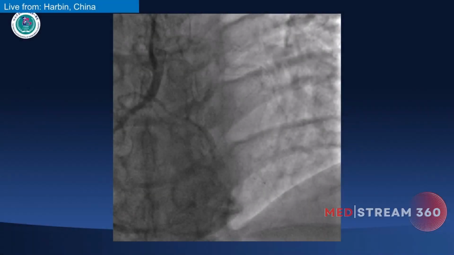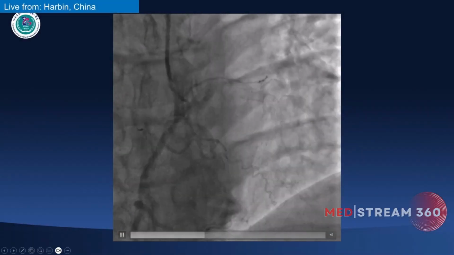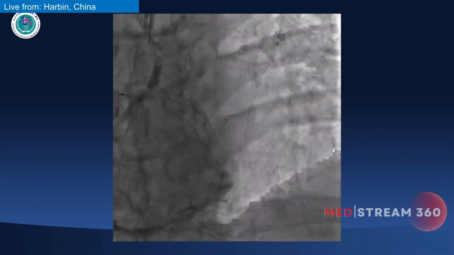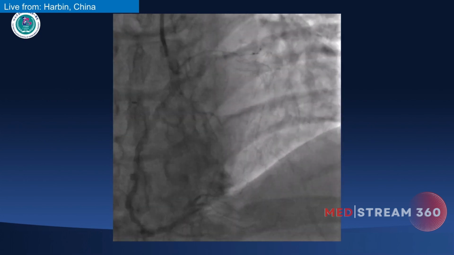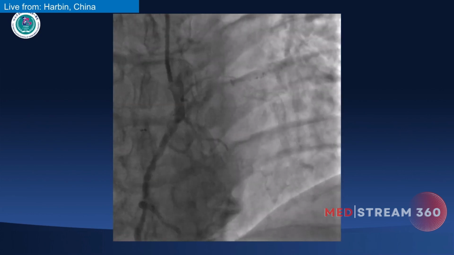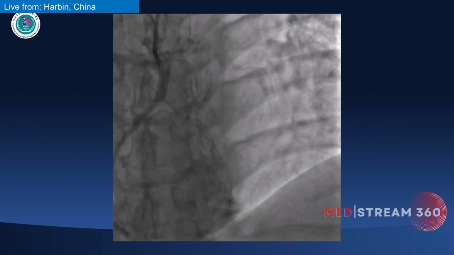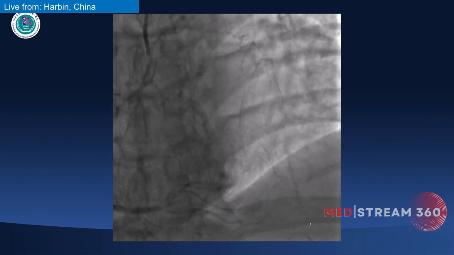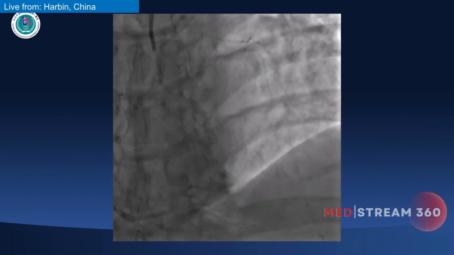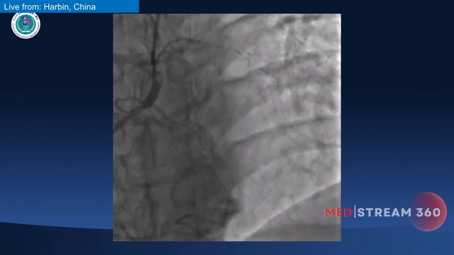This is the right coronary artery angiography, and it shows very long, diffuse, mild stenosis in the right coronary artery. You can see there are some contralateral collaterals to support the LAD, maybe from the PL, and there is a septal branch from the proximal right coronary artery to support the left anterior descending.